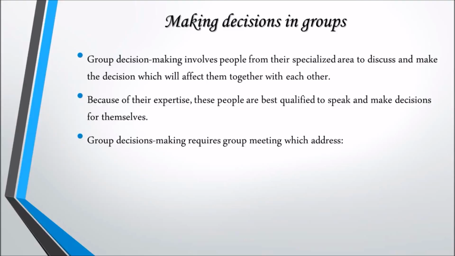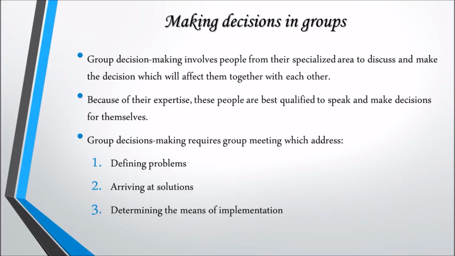The main point of group decision making is group meeting. People in the group will have brainstorming and open discussion together. The three objectives of group meeting are defining problems, coming up with solutions, and determining the means of implementation. The process of group decision making could also follow the 8 steps that we have mentioned before.